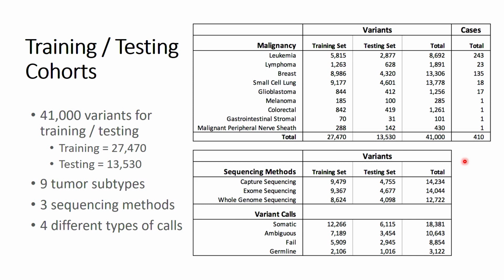This is the cohort that we use for training and testing of the model. Specifically, we had 41,000 variants that were obtained from 9 different tumor subtypes. This represented over 400 cases, each of which had tumor and normal sequencing, and all of which had manual review calls for understanding model performance. The variant calls were parsed by somatic, ambiguous, failed, or germline, and ultimately the germline and failed calls were collapsed into a single negative failed finding, since this is a somatic variant caller.